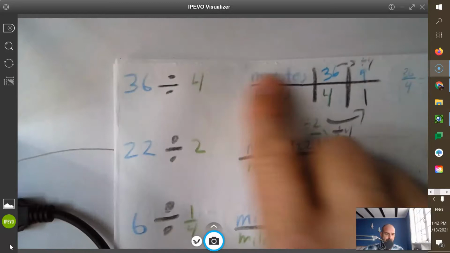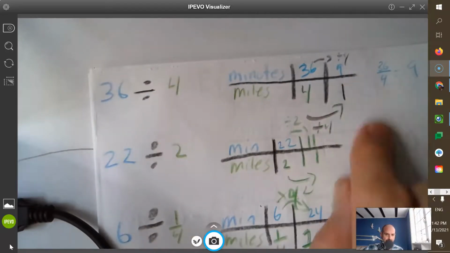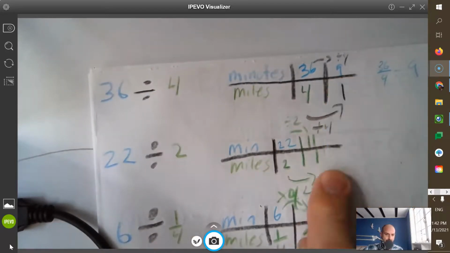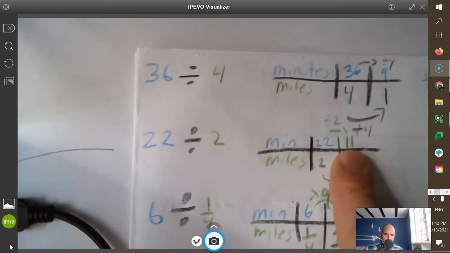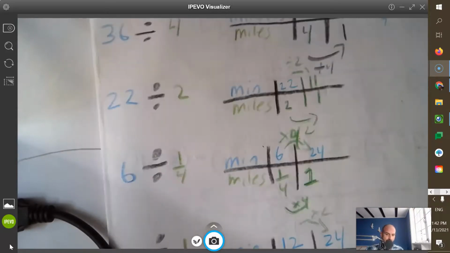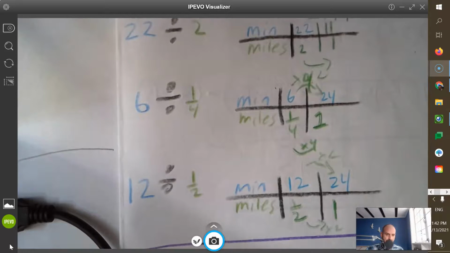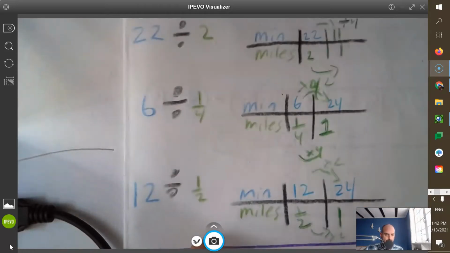Up here, our very first person was the fastest, right? So they were averaging a 9-minute mile. This person was second fastest, 11-minute mile. And then we have the 12-minute mile of the 6 minutes for 2/4. And then we have these slow pokes coming in at 24 minutes per mile.